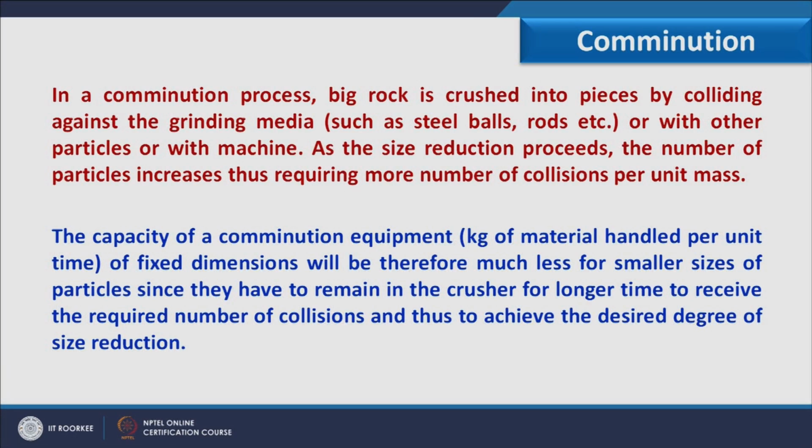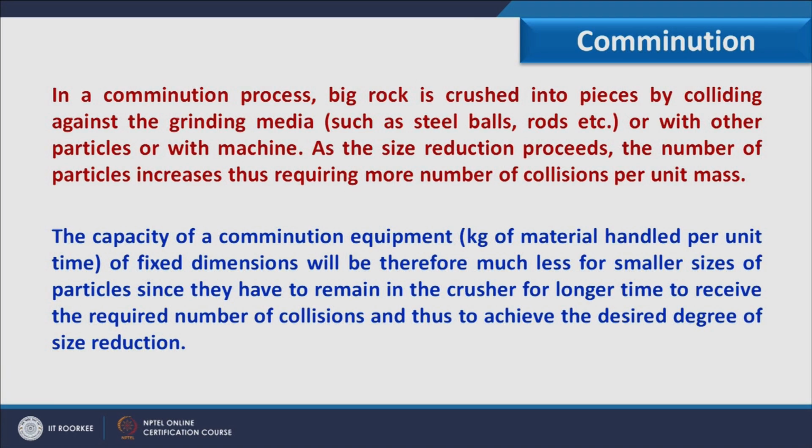So, in a comminution process, a big rock is crushed into pieces by colliding against the grinding media such as steel balls, rods, etc., or with other particles or with the machine itself. As the size reduction proceeds, the number of particles increases, thus requiring more collisions per unit mass. Therefore, if we have a smaller size, it will receive more collisions to further reduce its size.